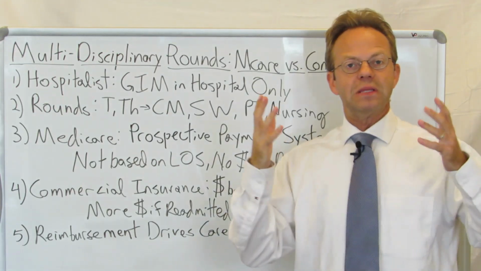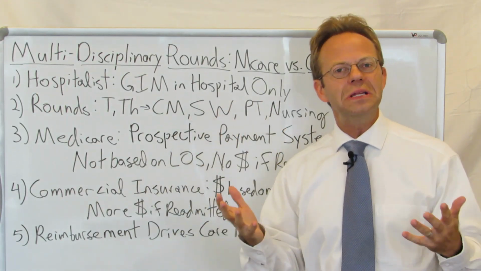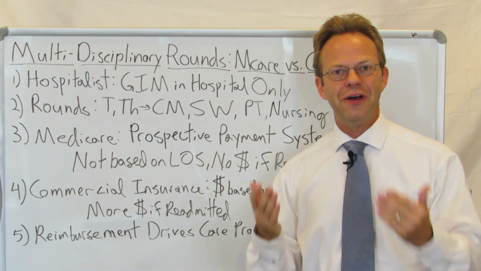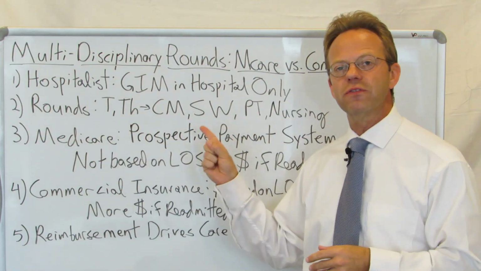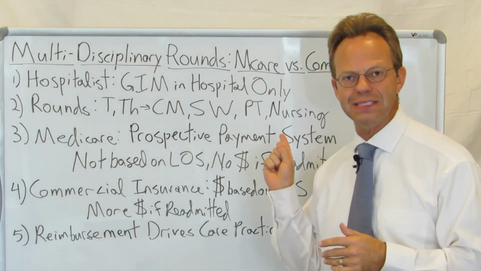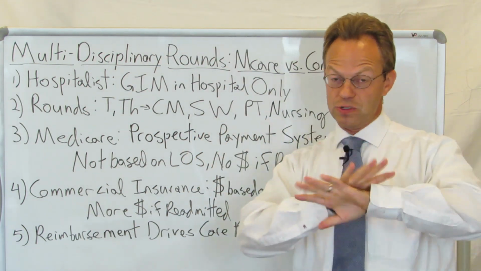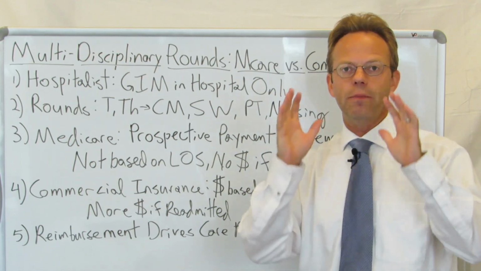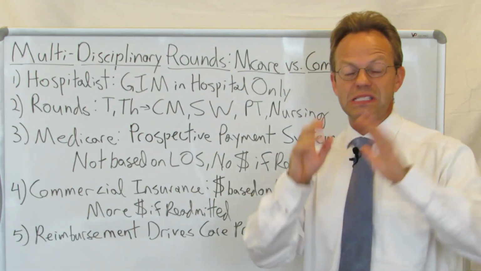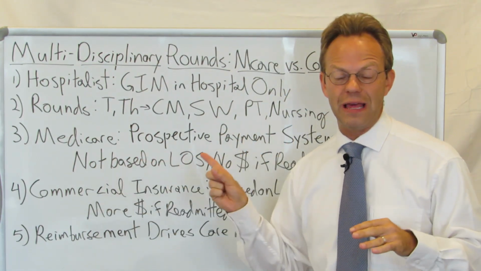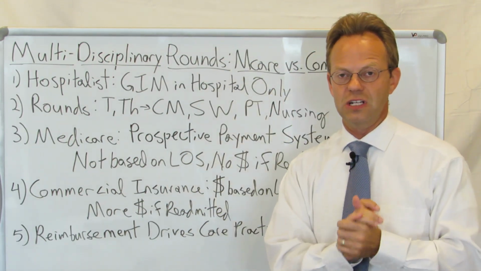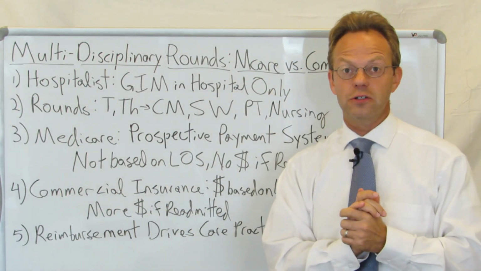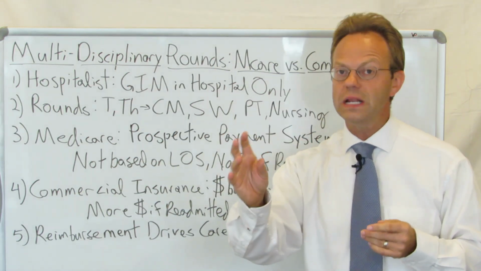Okay, great. Guess what? We only did multidisciplinary rounds for Medicare patients. Why was that? Because of what's referred to as the Medicare prospective payment system, which was started way back in the 80s, where Medicare would pay the hospital just based upon a DRG, so it was not based on the length of stay. So if someone came in for a pneumonia or for a bloodstream infection, the hospital got X amount of dollars, whether they were there for 2 days or 20 days, okay?